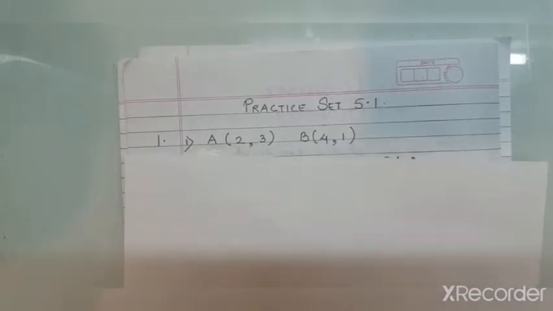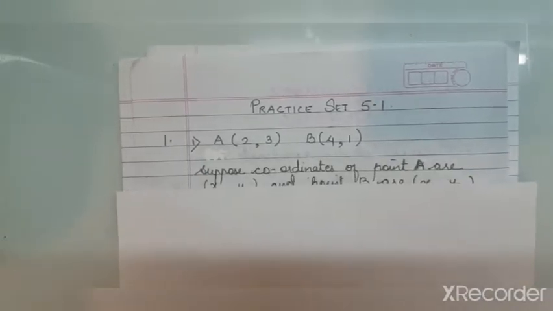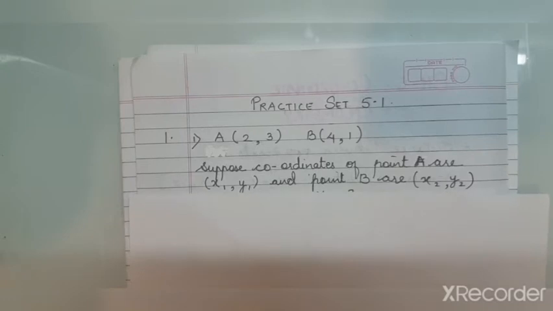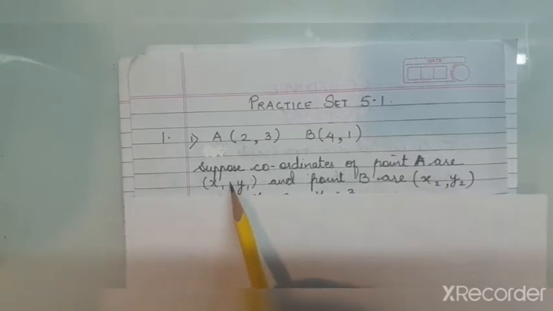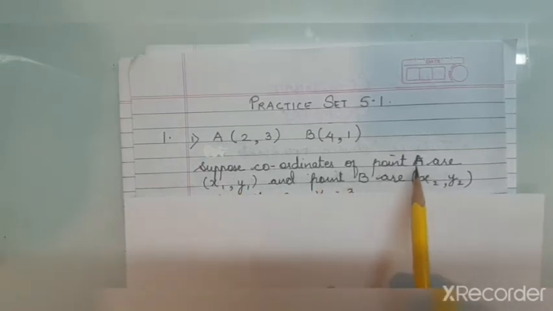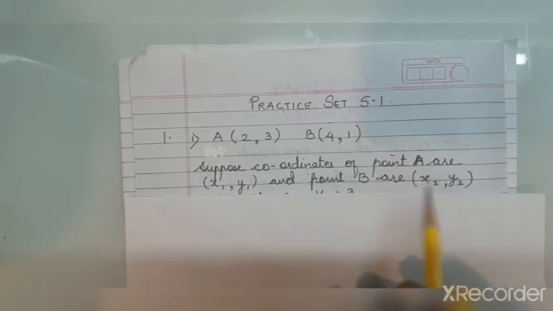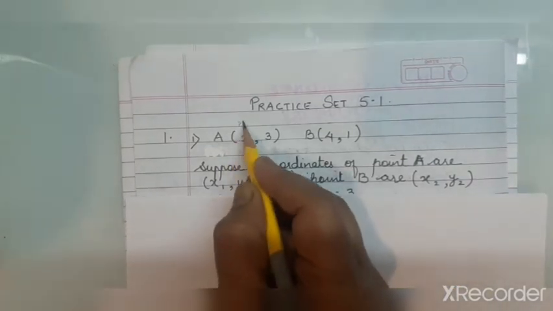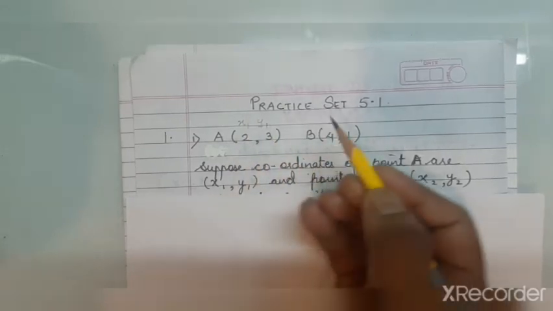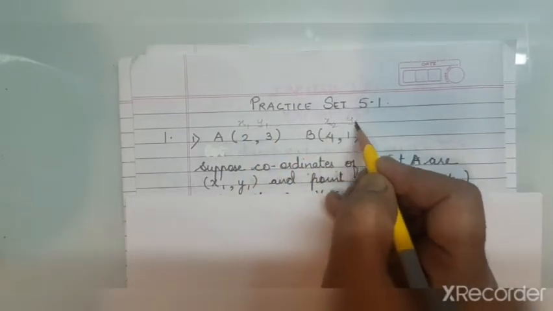Now if we have to find the distance between these 2 points, we have to use the distance formula. It is very important that you use the correct formula. And as in the formula we have x1, x2 and y1, y2, we will suppose the coordinates of point A are x1, y1 and point B are x2, y2. That means this we have taken as x1, y1, and this we have taken as x2 and y2 in the formula.